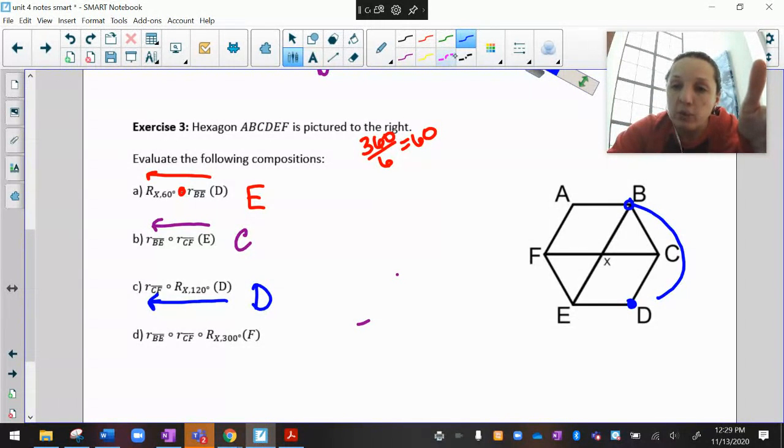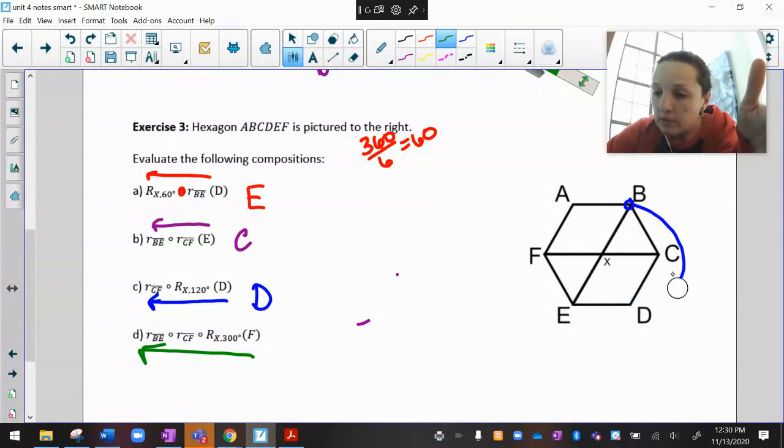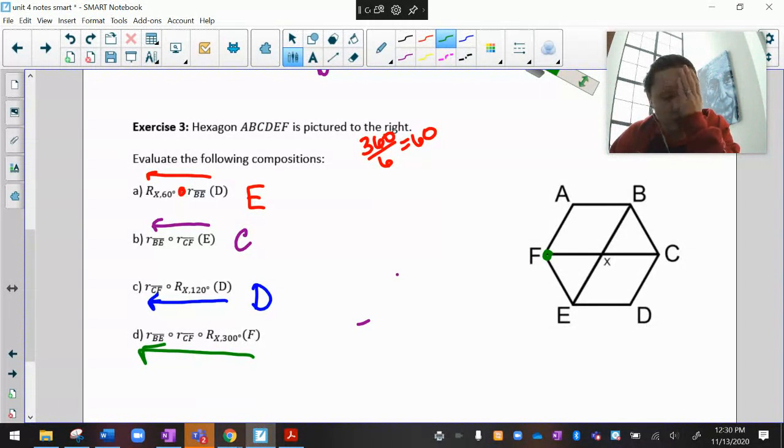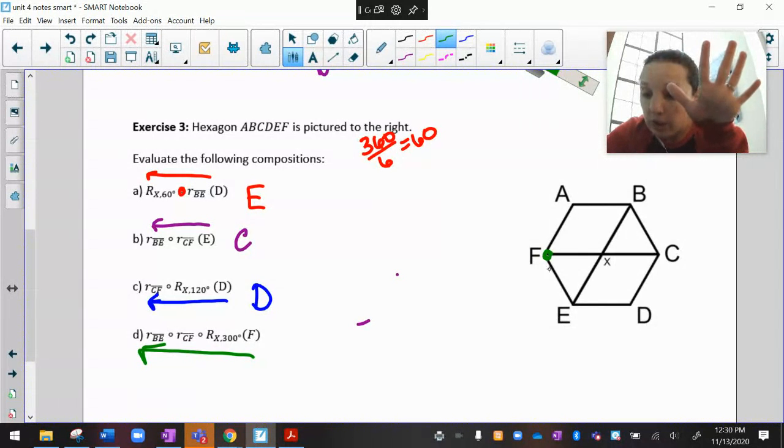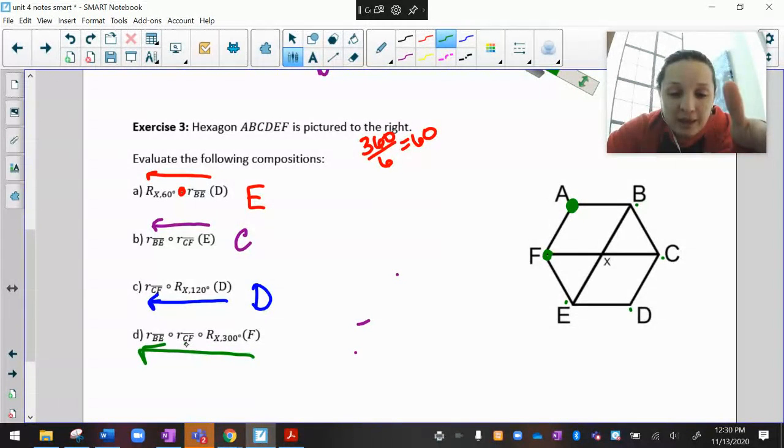Okay, and then I got 3 in a row next time. So going here, I'm going to start at F. I'm going to turn 300 degrees counterclockwise. Okay, so that's 5 60s counterclockwise. 1, 2, 3, 4, 5. So I end back up at A. Then I flip over CF. Whoop. I end up at E. Then I flip over BE, but I'm already on BE, so I stay there.